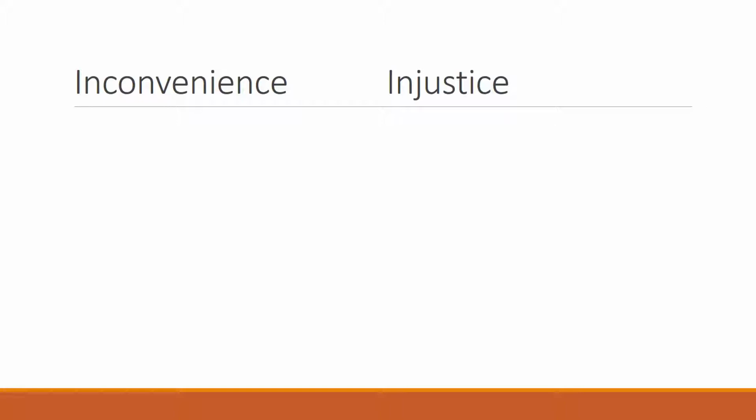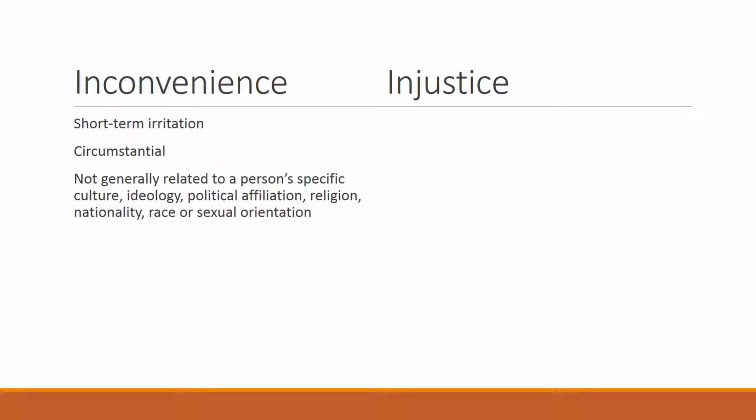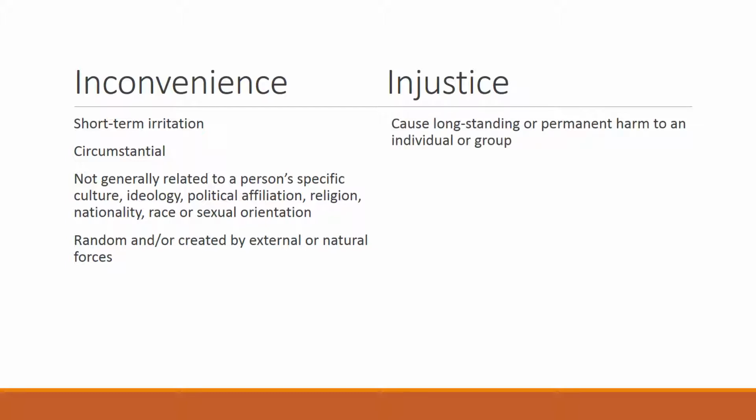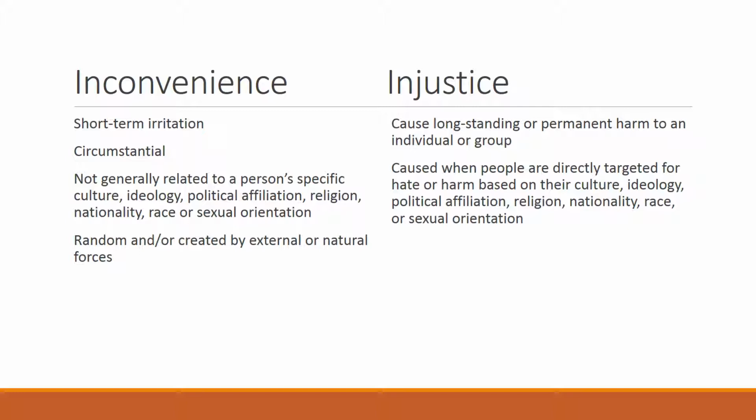As you work with youth who are choosing an injustice, keep in mind the differences between an injustice and an inconvenience. An inconvenience is a short-term irritation. It's typically circumstantial. It's not generally related to a person's specific culture, ideology, political affiliation, religion, nationality, race, or sexual orientation. It's usually the result of external or natural forces. On the other hand, an injustice causes long-standing or permanent harm to an individual or group. Injustices occur when people are targeted for hate or harm based on their culture, ideology, political affiliation, religion, nationality, race, or sexual orientation. Injustices are intentional and sometimes calculated.